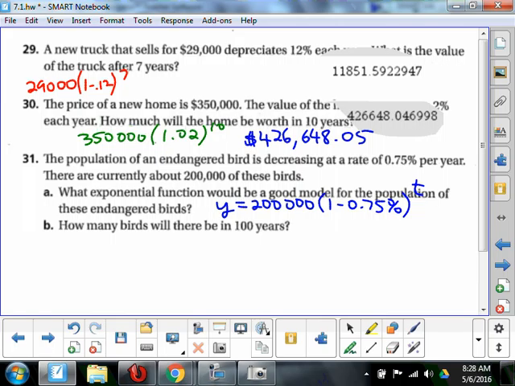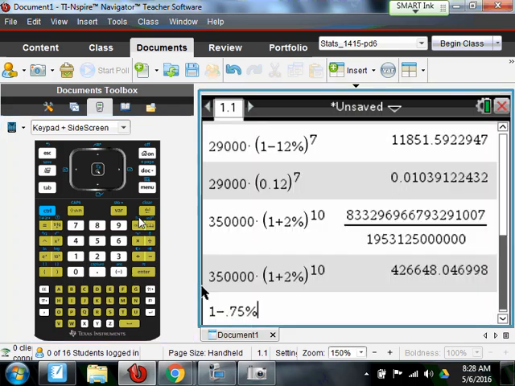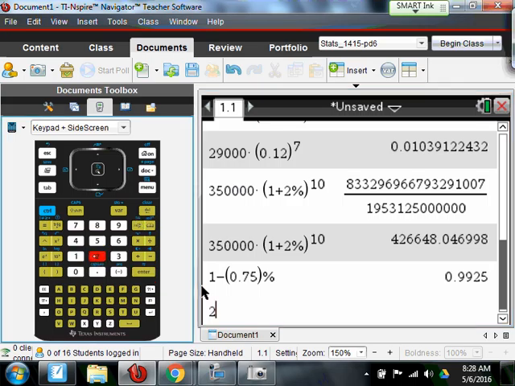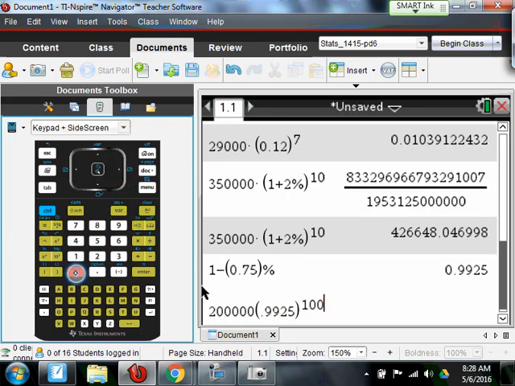0.9925, you think? Let's find out. 1 minus 0.75%. Right on, nice. So our B value there is 0.9925. So they would have us at something about 100 years, right? 200,000 times 0.9925 to the 100th.